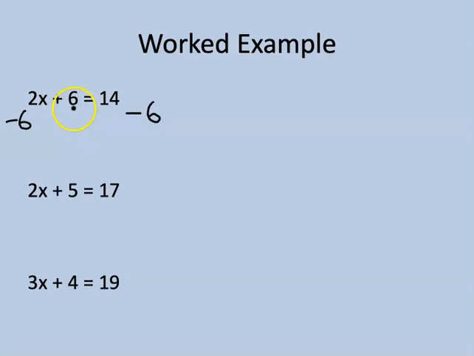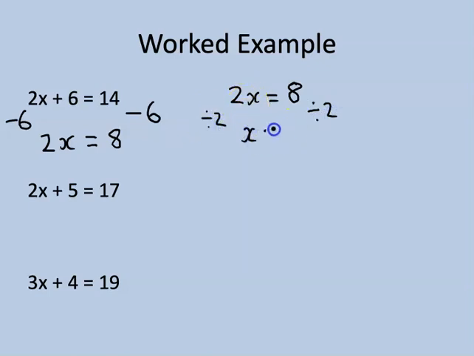If I make this 6 disappear, I then get just 2 lots of x. 14 take away 6 gives me 8. Now, the opposite of multiplying by 2 is dividing by 2. So x is going to equal 4.